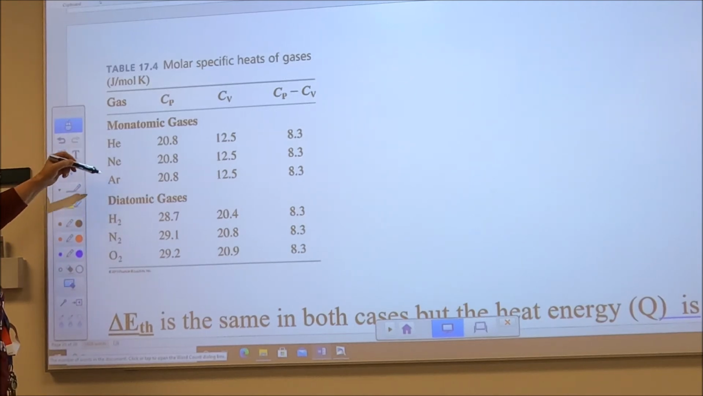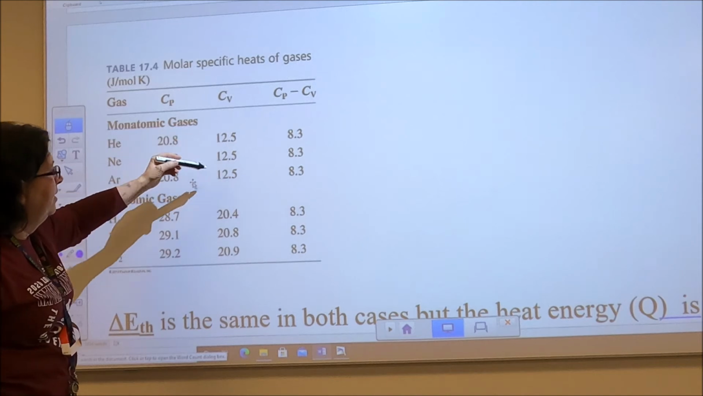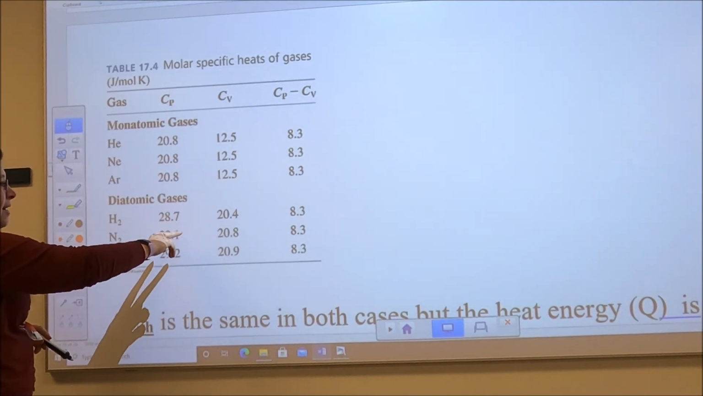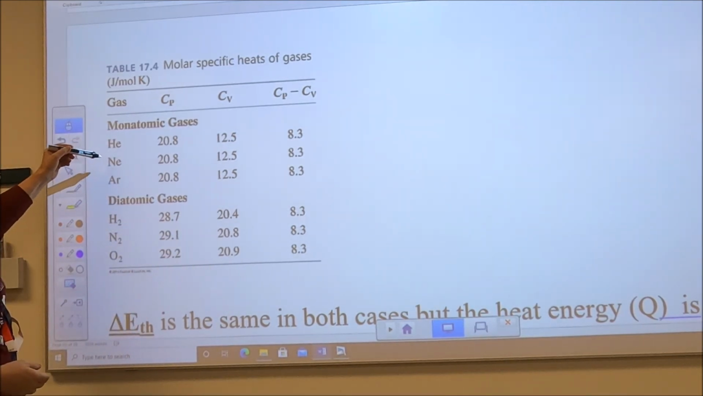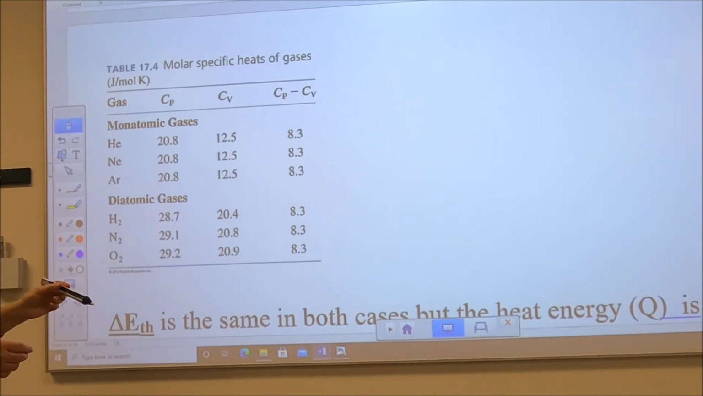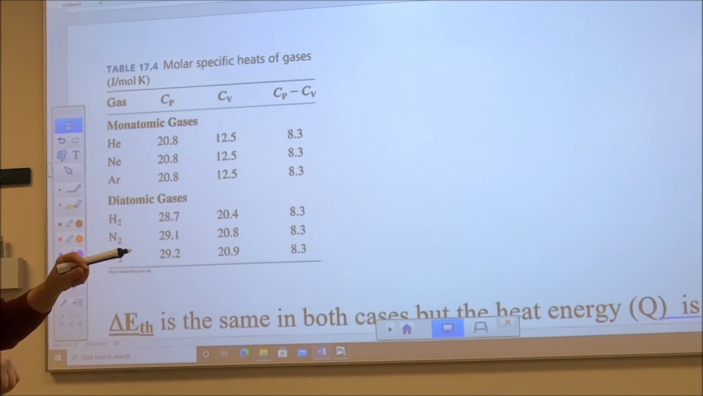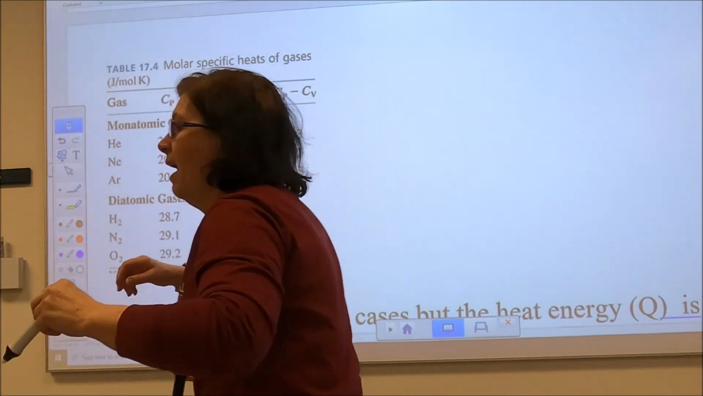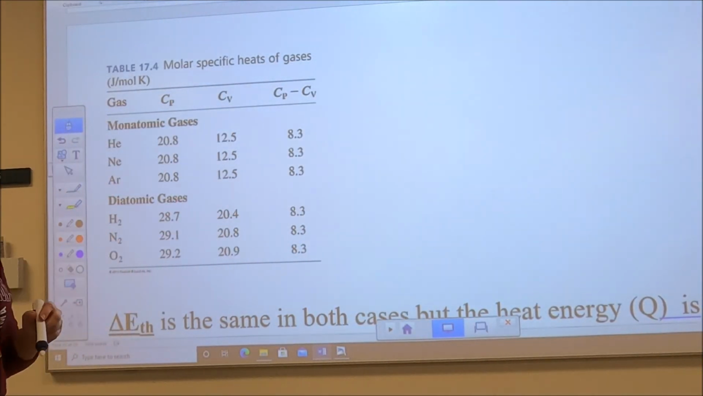Also notice that monatomic molecules all have essentially the same C sub P and C sub V, and diatomic molecules have C sub P and C sub V's that are very close, almost identical. Diatomics look different than monatomics because in diatomics we now have some vibrational motion. In monatomics you can have rotation and you can have translational motion, but there is no vibrational motion as a way to store thermal energy.